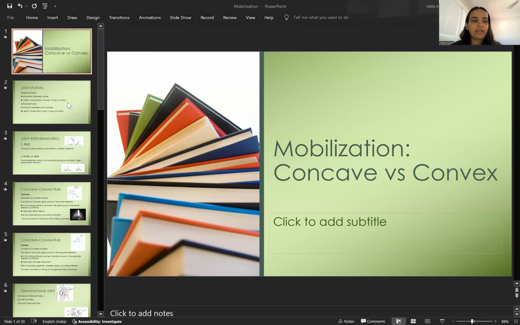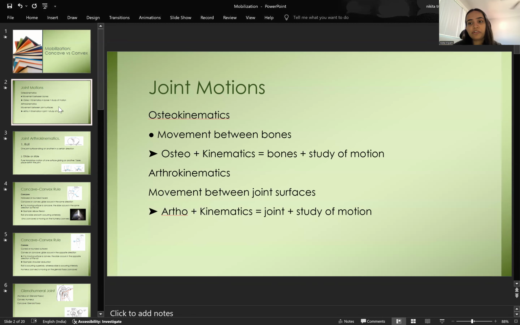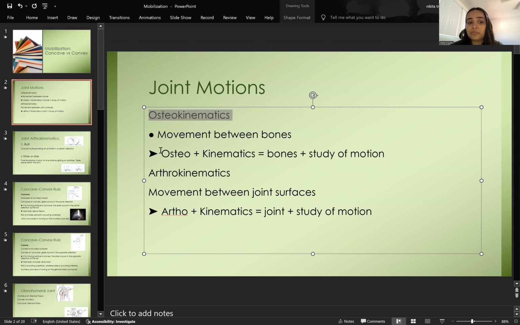Okay, so hello everyone. Today we are going to study about the mobilization based upon the convex concave rule. Before going to know about the convex concave rule, there are two terminologies that we should know. The first is osteokinematic and the second is arthrokinematic. As you see on the screen, osteokinematic is made by osteo plus kinematics. Osteo means bone, kinematics means study of motion. So osteokinematics is the study of motion that happens at the bone level.